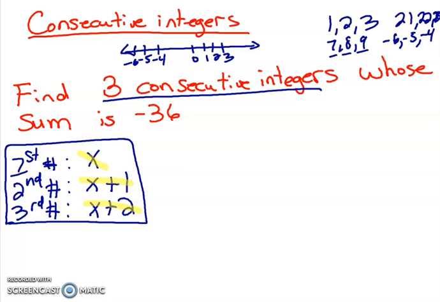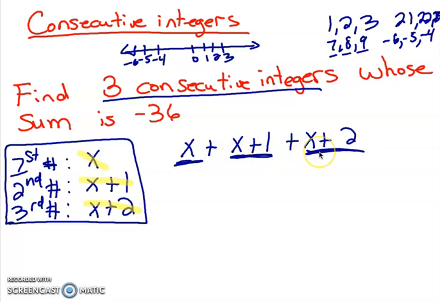So let's follow the directions. Find 3 consecutive integers. So that means I'm going to add these 3 numbers together. I'm going to add my first number to the second number, and then I'm going to add it to the third number. Again, this is my first number, this is my second number, this is my third number. And it says find 3 consecutive integers whose sum is negative 36. And then what we need to do is just to solve this equation. So on the left side of that equation, you can add like terms together.